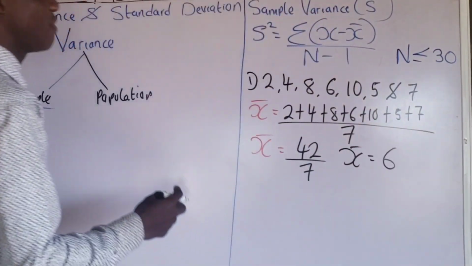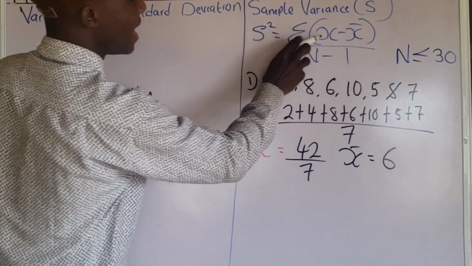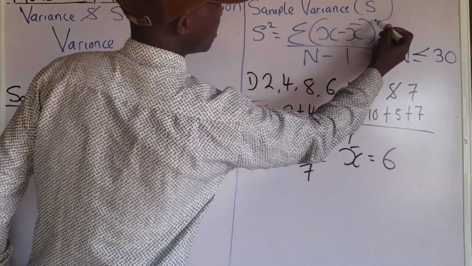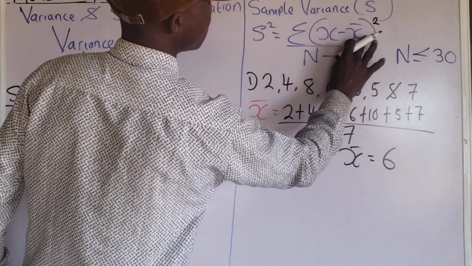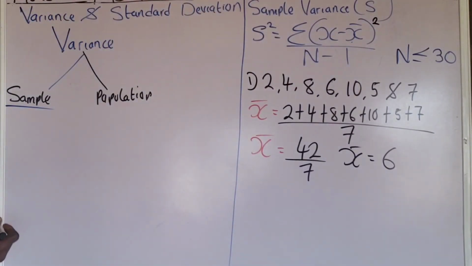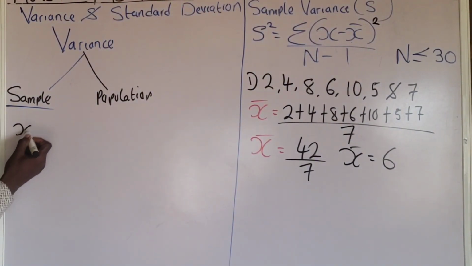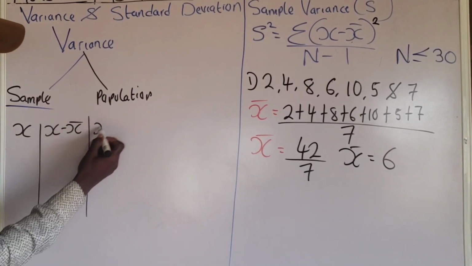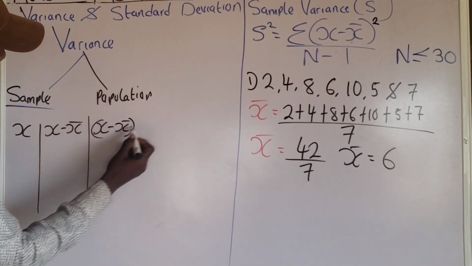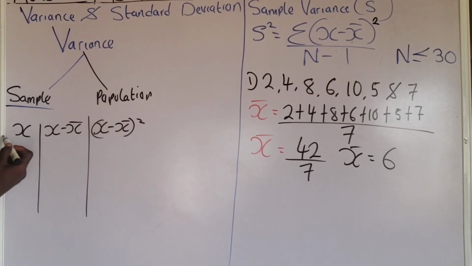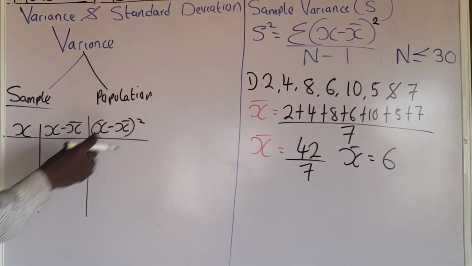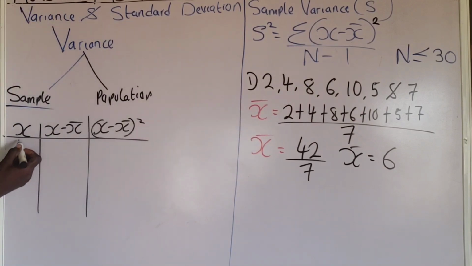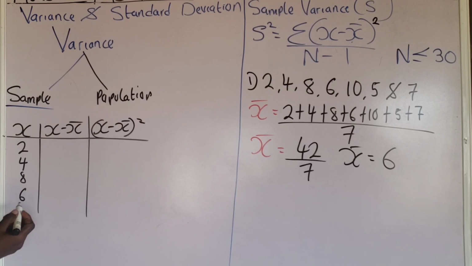Okay. So now, having gotten the mean, you can see from the formula x minus x bar. Oh, there is a square here. Okay. x minus x bar, squared. So we can prepare our table. On this table, we're going to have x, then x minus x bar, then x minus x bar squared. Do you understand? Okay. So our x are the samples that were given. Here I'm going to have 2, 4, 8, 6, 10, 5, and 7.